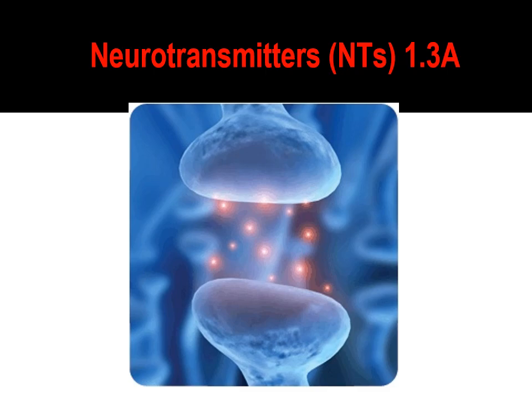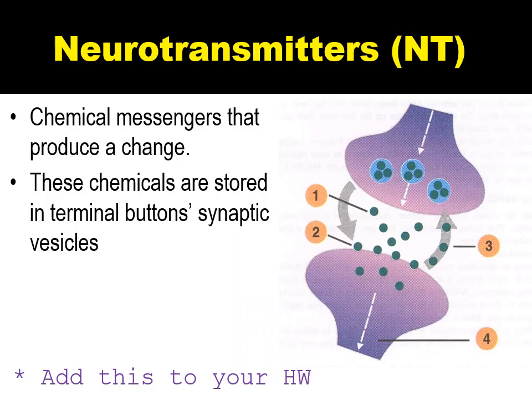Today we will be looking at 1.3a neurotransmitters. So add this somewhere to your homework. I didn't leave a space for you to leave the definition, but a neurotransmitter is a chemical messenger that produces a change. These chemicals are stored in the terminal buttons of our neuron in the synaptic vesicles, so at the very end of the axon, at the very end of the neuron.